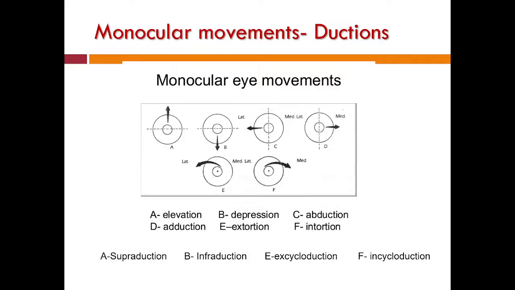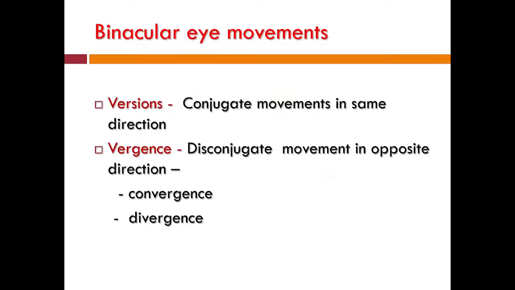When you examine a patient in OPD with any nerve palsy or myopathy, you should know what movements to test, in what direction, and what they are known as. Coming to binocular movements, they can be conjugate or disconjugate. What is the meaning of conjugate? It means both eyes are moving together.